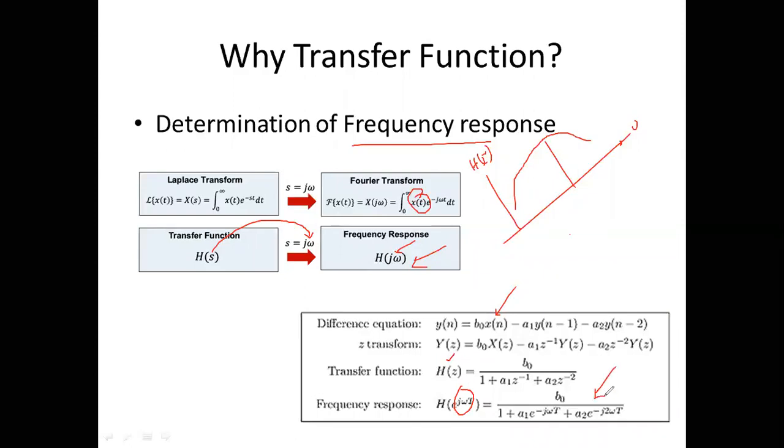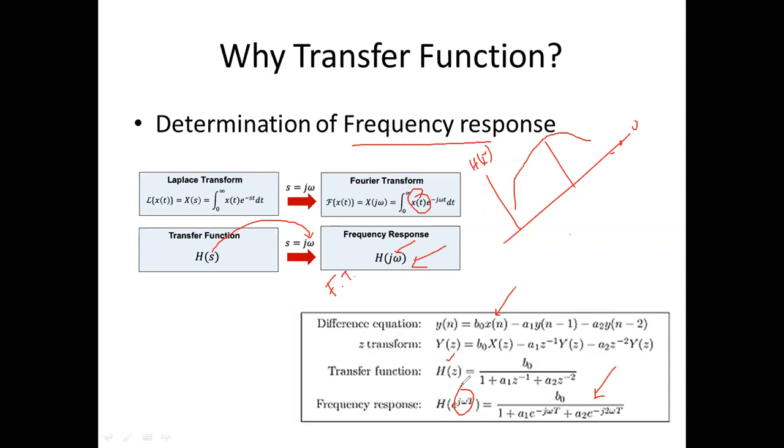Now, what is the difference between analog frequency and digital frequency? Let us see it as and when the situation arises, when we study the discrete time Fourier transform. So let me tell you once again: if you simply replace s by j omega, we get the continuous time Fourier transform.